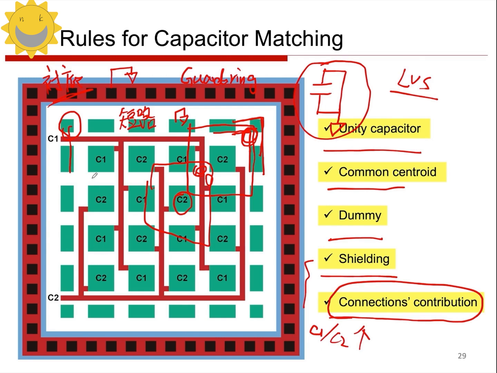So in order to avoid this problem, we must make the length of the line connecting C1 and C2 the same. If you look at this line, it is also the same. The process of symmetry treatment means that each capacitor's connection point is the same. They are all the same. So this is about the influence of the connections.